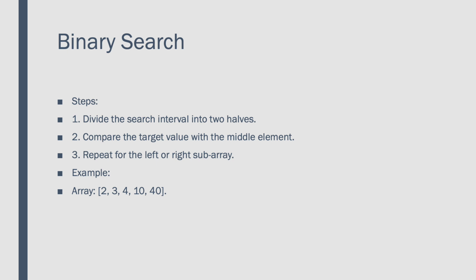Like if you do a linear search, you have to start searching from 2, then 3, then 4, then 10, and then you get the 10. But in binary search, we just started from the middle element, which is 4, and then we went right, because the element we are searching for is greater than 4. It is widely used in applications requiring fast lookups such as databases and search engines.